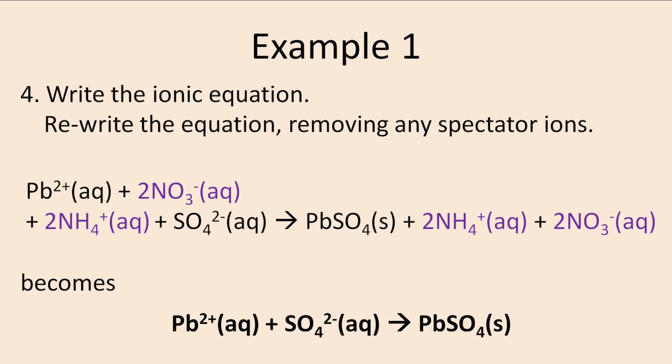The fourth and final step is to write the ionic equation for the reaction. This is done by rewriting the equation from steps 2 and 3, but this time removing the spectator ions from the equation. By highlighting the spectator ions in step 3, this should be easy to do. Our final ionic equation for this reaction is therefore Pb2+ (aq) plus SO4 2- (aq) goes to PbSO4 (s).